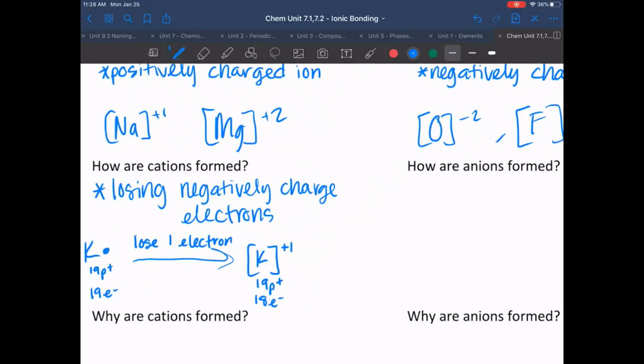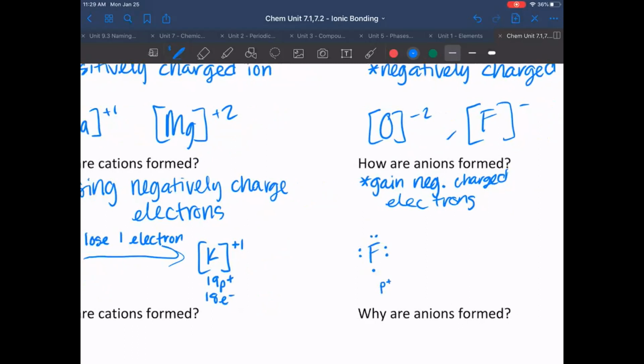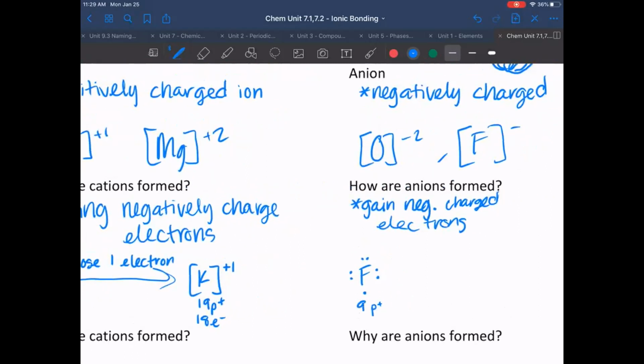Awesome. Okay, let's talk about anions then. These are going to gain negatively charged electrons. My example here is fluorine with its 7 valence electrons. How many protons does fluorine have? 9. How many electrons overall? 9. Awesome.